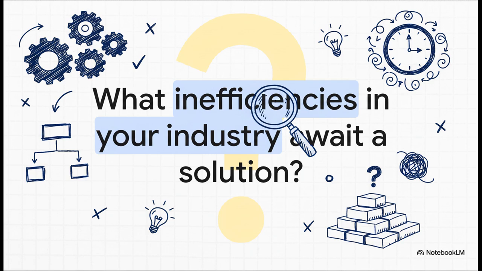So that kind of leaves us with one big question, doesn't it? What's the hidden inefficiency in your industry? What's that one manual, time-sucking process that everyone just accepts as part of the job? Because odds are, there's a software solution just waiting to be built for it. And as we just saw, it can completely transform everything.